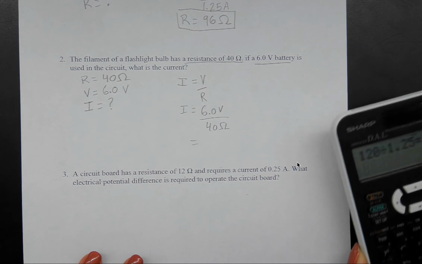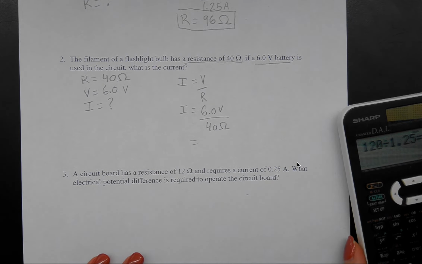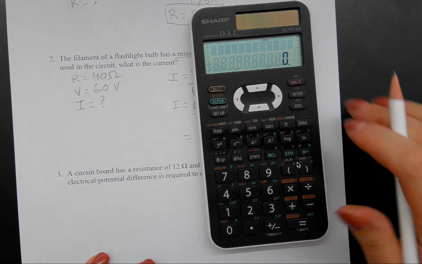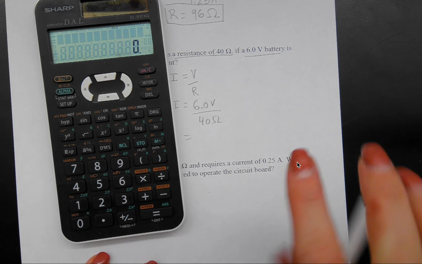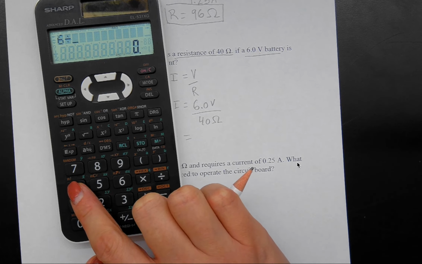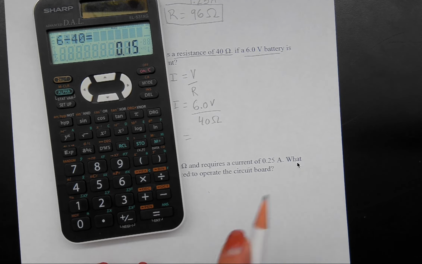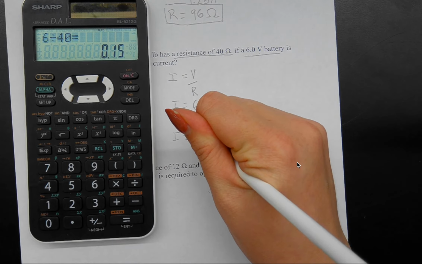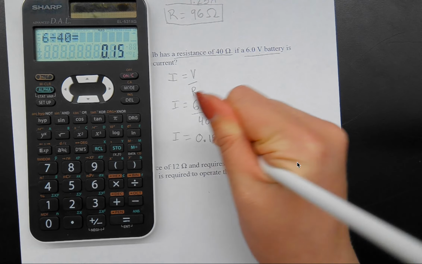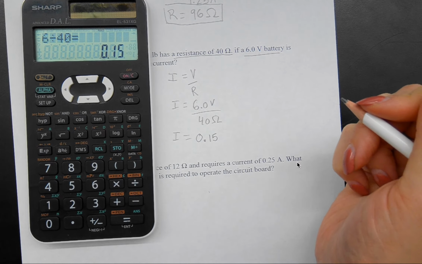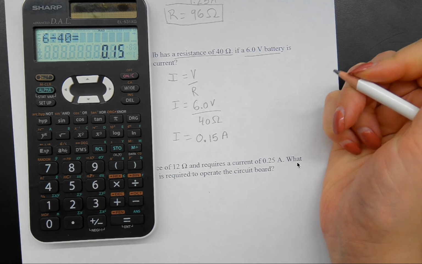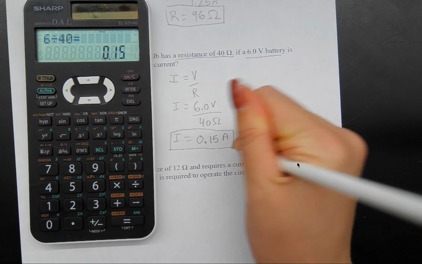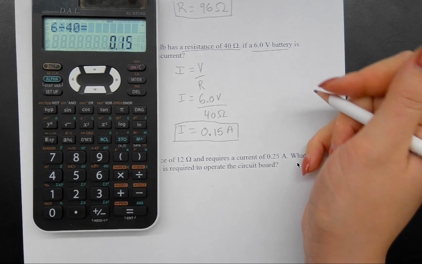Okay, so here we go. It was 6 divided by 40. So my current is 0.15. What was the unit for current? If you said amps, you were correct. Okay. There we go.